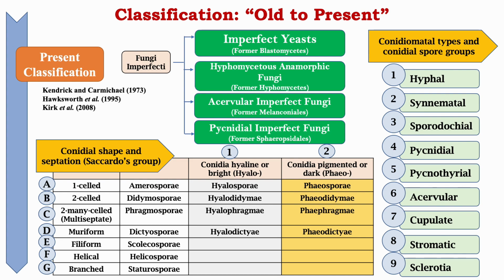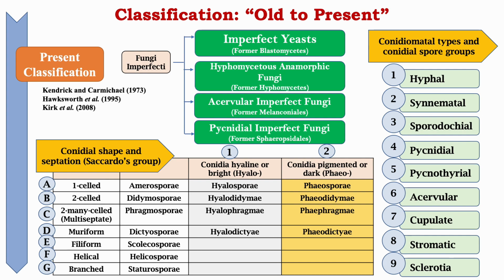So suppose group A, one-celled, these are known as Mitosporic. If they are hyaline or bright, these are known as Hyalosporic. And if they are pigmented or dark, these are known as Phaeosporic. Followed by 2-celled, that is Didymosporic. So similar to group 1, if they are hyaline or bright, these are known as Hyalodidymi. And if they are pigmented or dark, these are known as Phaeodidymi.